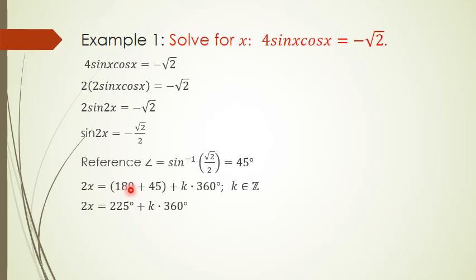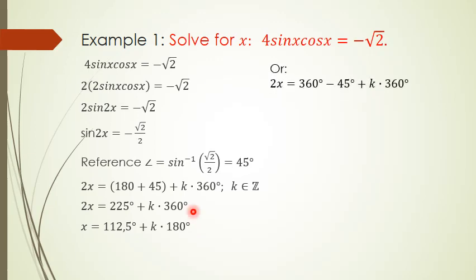2x equal to 180 degrees plus 45 plus k multiplied by 360 degrees, where k is an integer. 360 degrees because the period of the sine function is 360 degrees. Then simplifying that, 2x equal to 180 plus 45, 225 degrees plus k times 360 degrees. And finally dividing by 2, we obtain x equal to 112.5 degrees plus k times 180 degrees is the general solution.